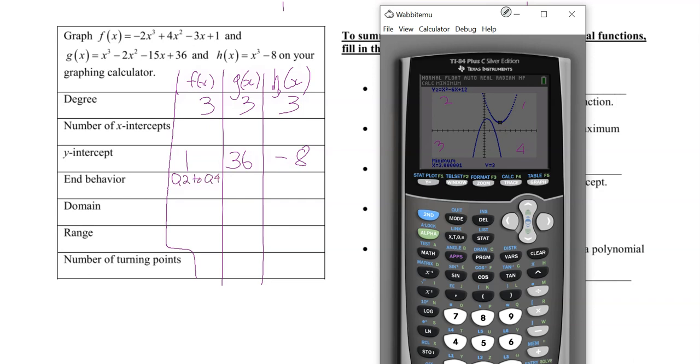Q2 to Q4. Right, we'll say a is less than 0. g of x, what's the end behavior? g of x has a positive leading coefficient. So it'd be the same as a linear positive, right? Slope up to the right, Q3 to Q1. And for h of x, positive or negative leading coefficient?